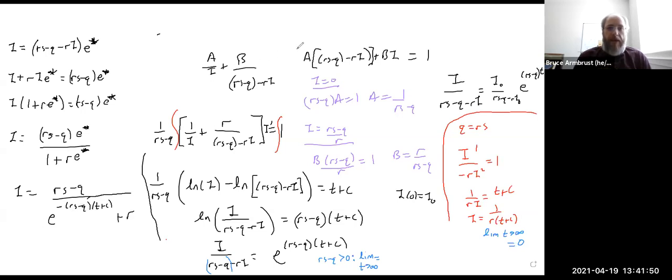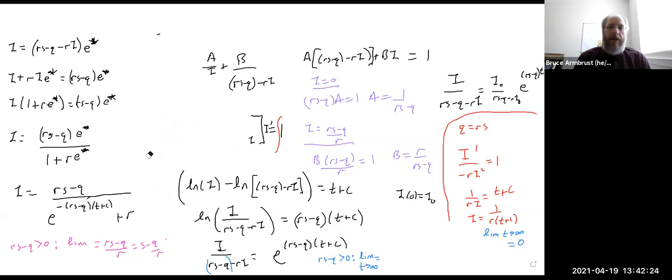So if we've got RS minus Q greater than 0, so this is positive, which means this is a negative exponent, which means this goes to 0. Our limit is RS minus Q over R. So S minus Q over R, just what that's going to end up being.